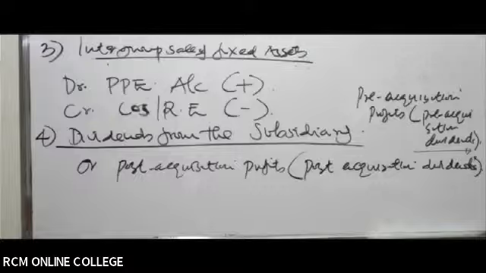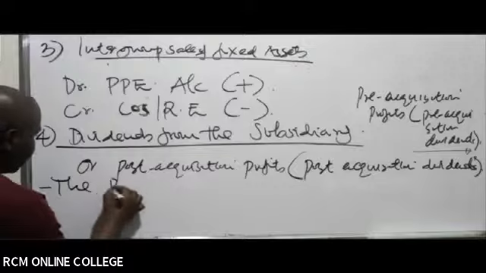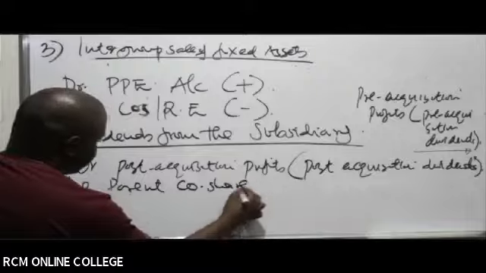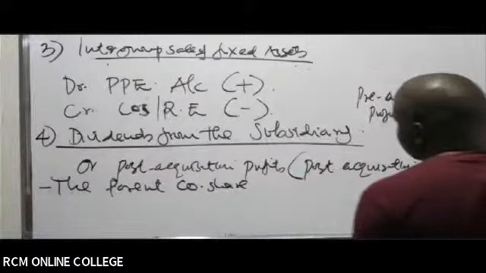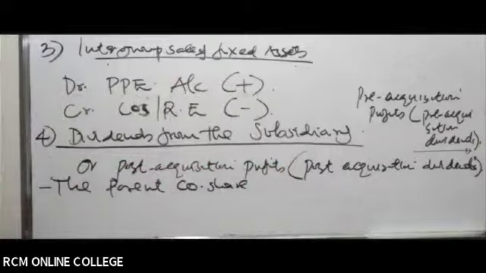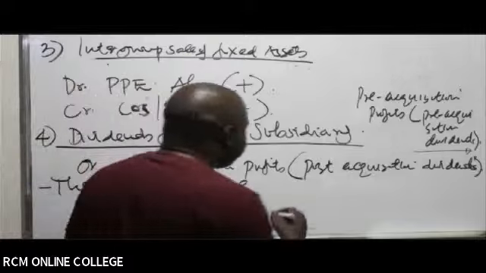Then you write this in another paragraph: the parent company share, the holding company. The parent company share of the pre-acquisition dividends is to be credited to the cost of investment, as follows.